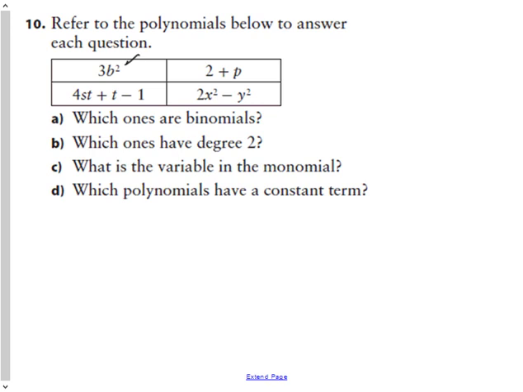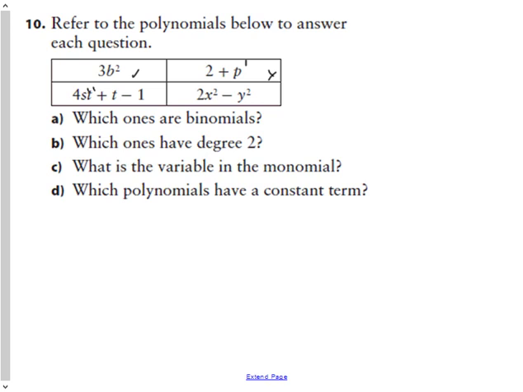This one only has 1 term, and it only has 1 variable, b, and the exponent on that variable is 2. So therefore, the first one, the monomial, has a degree of 2. This p has an exponent of 1, so therefore it does not have a degree of 2, it has a degree of 1. This one looks like it doesn't have a degree of 2, but the st term, the 4 multiplied by s multiplied by t, each of those variables in that term have hidden exponents of 1, which makes that term 4st have a degree of 2.